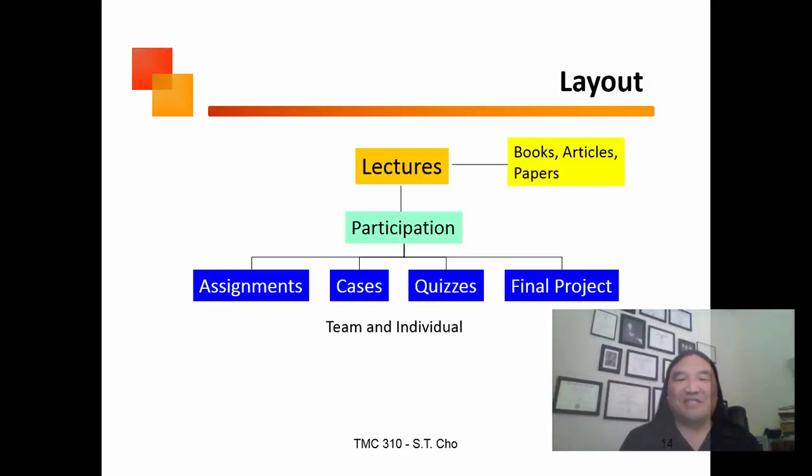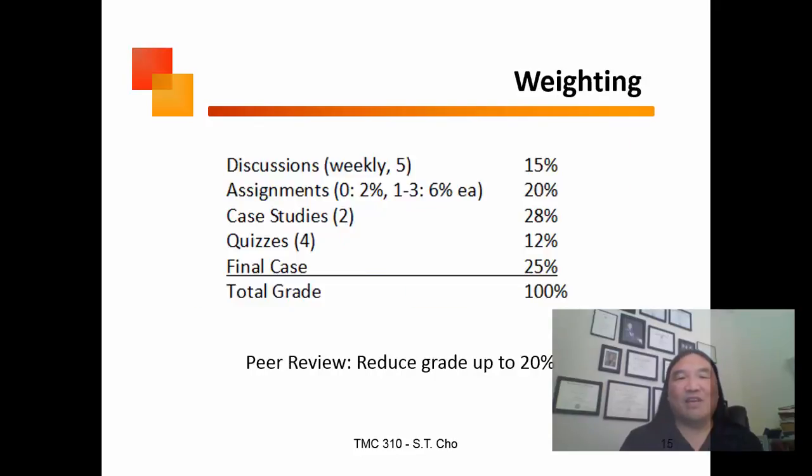Anyway, I have participation drives, lectures, you have your assignments, cases, quizzes, and a final project, and that's team and individual. In terms of weighting, your discussions that you do online are worth 15% of your grade. You've got 4 assignments. Assignment 0 is pretty cushy. I just asked you a couple of questions. And then you have assignments 1 to 3. You have 2 case studies. Case studies are longer. They take more time. You have 4 quizzes, and then you have your final case, which is a team grade, but there's actually an individual part too. There's one part where the entire team writes it up together, then each of you has your own individual parts.